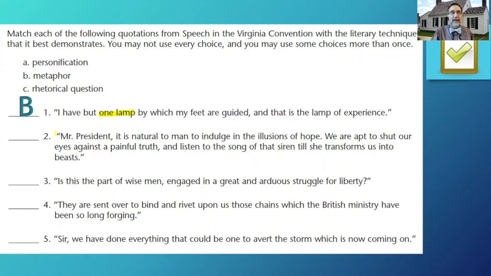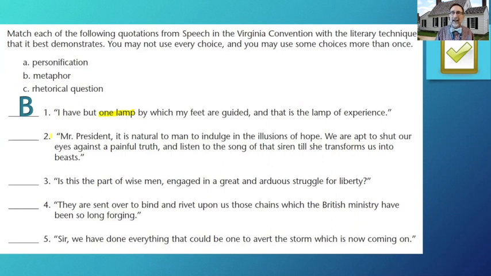Mr. President, it is natural, and when he's saying Mr. President, he's addressing the President of the Virginia Convention. There is no President of the United States yet. Mr. President, it is natural to man to indulge in the illusions of hope. We are apt to shut our eyes against the painful truth and listen to the song of that siren till she transforms us into beasts.